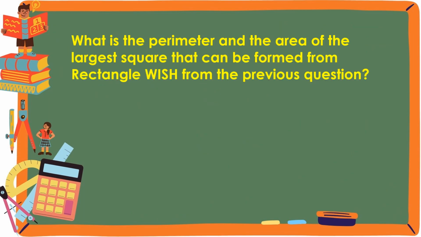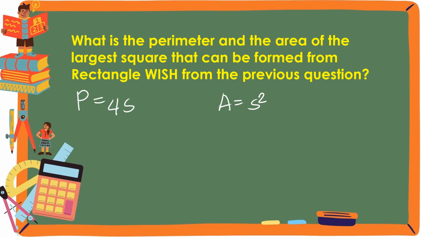rectangle. Let's proceed. Ang next question is, what is the perimeter and the area of the largest square that can be formed from the rectangle from the previous question? So, kung hahanapin natin yung perimeter, tsaka yung area ng largest square, kukuhanin natin yung mas maliit sa 11 at tsaka sa 17, which is 11. So, paano ba natin makuha ang perimeter ng ating square? That's 4s. At ang area ay s squared.